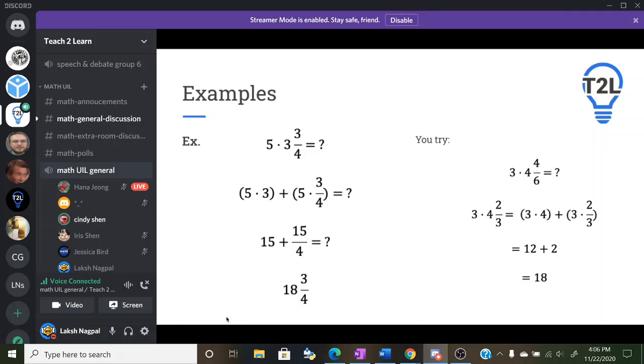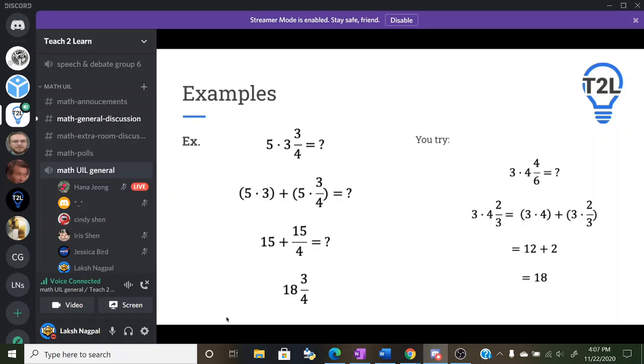For example, 5 times 3 3/4, you would multiply 5 and 3 and then 5 and 3/4. And 5 times 3 is 15. 5 times 3/4 is 15 over 4. And you would add those together and you get your answer, 18 3/4. And then the next one is 3 times 4 and 4/6. So you would multiply the 3 and the 4 and the 3 and the 2/3, because 4/6 can be simplified into 2/3. And then that would be 12 and 2, and you add those together.